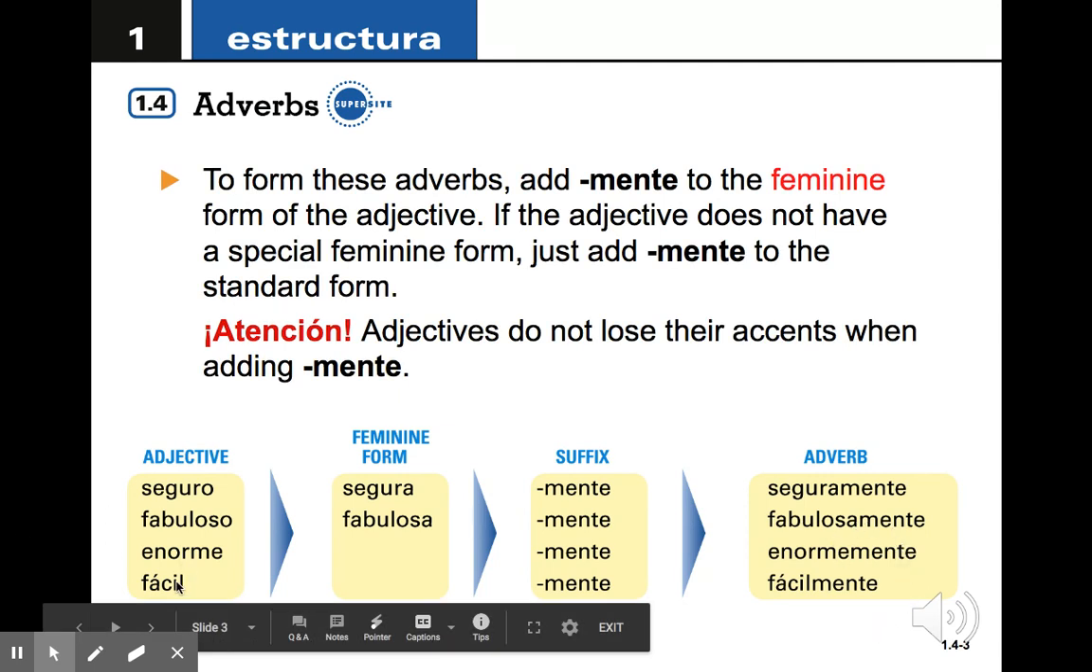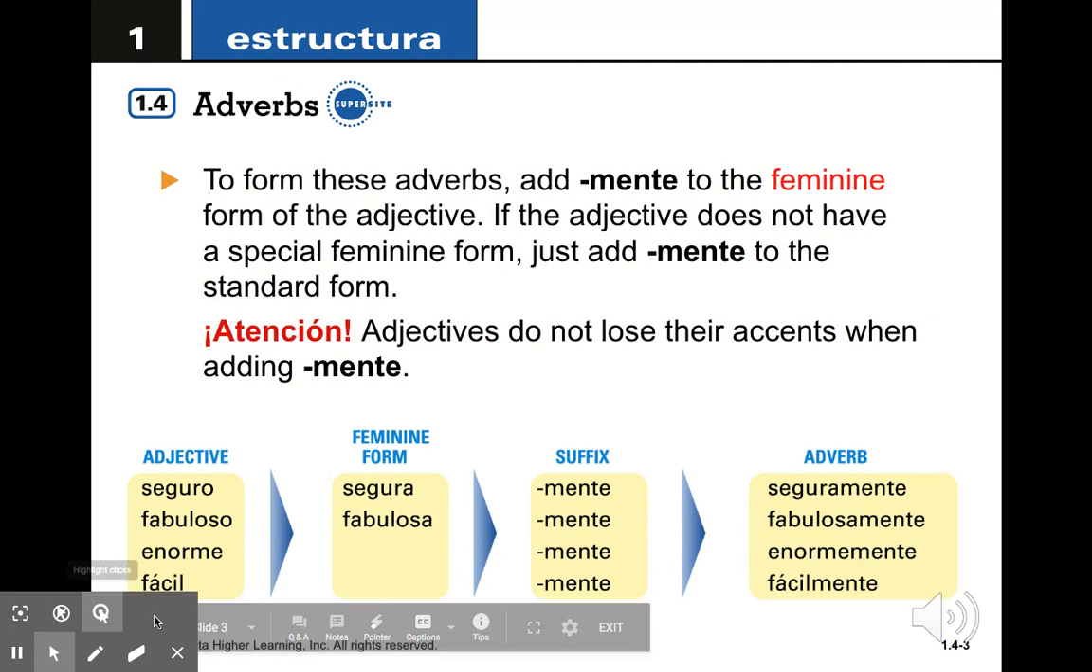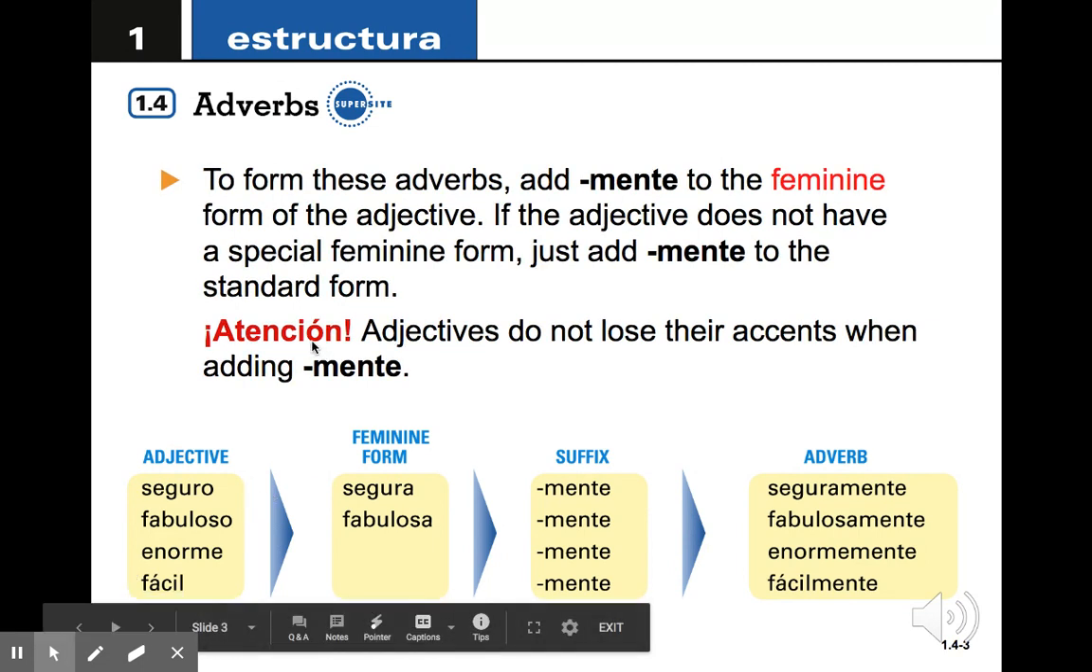Same thing with something like fácil. Fácil means easy. Again, it does not end in an O, so we could just make it fácilmente or easily. Muy importante, atención, if there is an accent, for example, on fácil, that doesn't just go away, it's not there for show. We keep the fácil accent on the adverb as well, fácilmente.